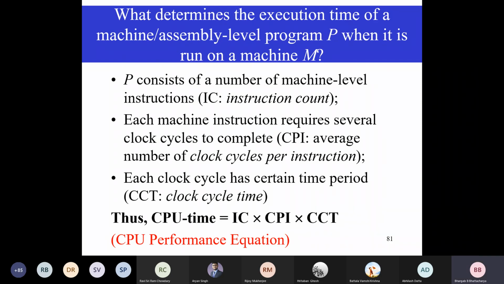Any question, any doubt here? Need some clarification regarding any issue?